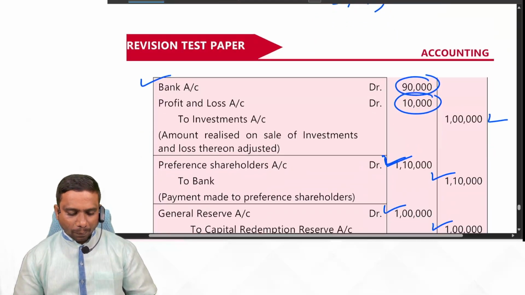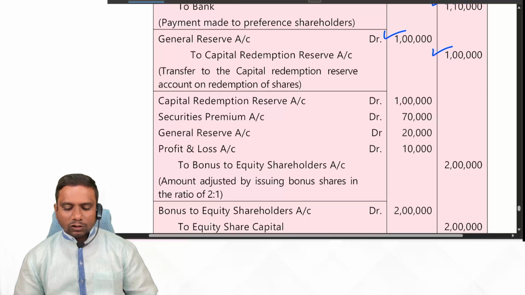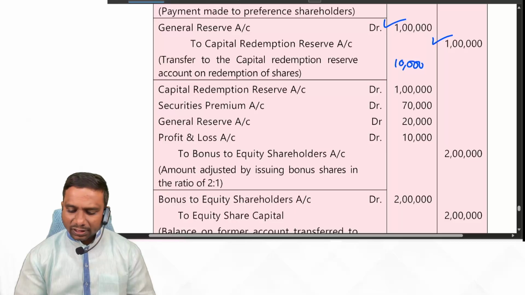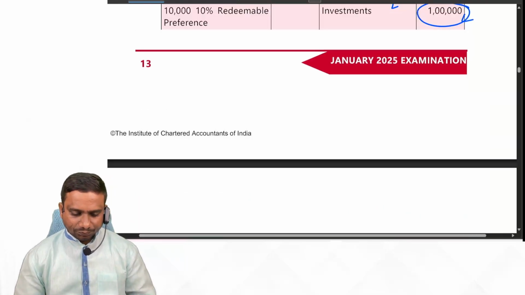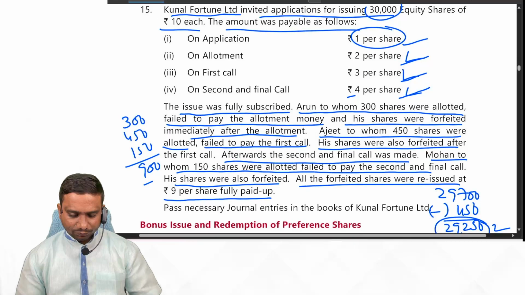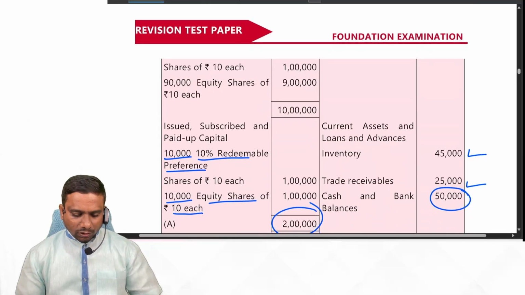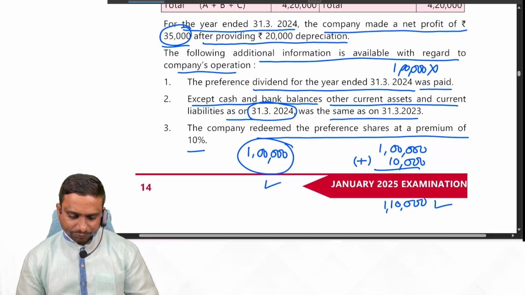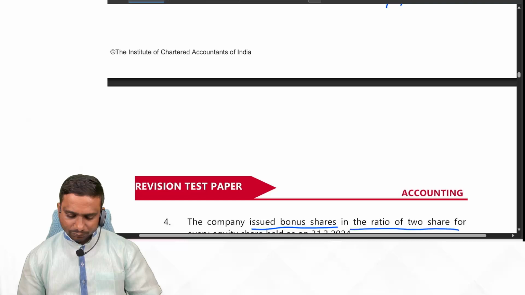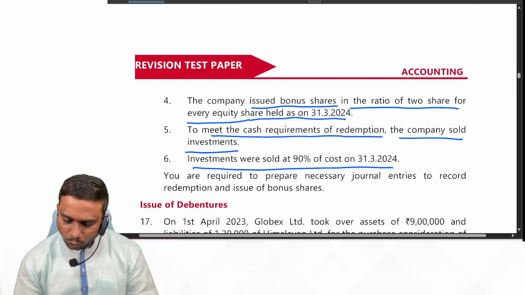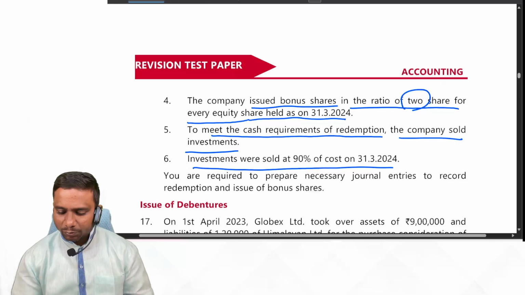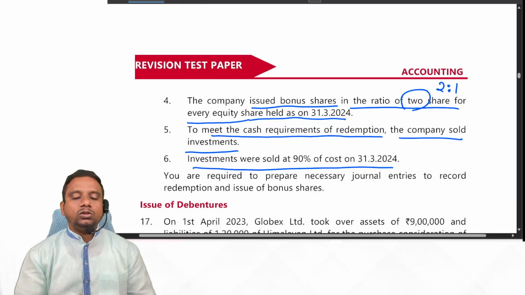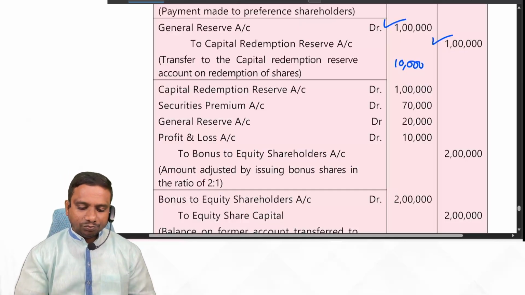Next one, this is over, and the last one. Now we have to issue bonus shares. How many equity shares do we have? 10,000 equity shares. And what is the bonus ratio here? 2 shares for every share held. That means the bonus ratio is 2 to 1. So the 20,000 bonus shares we have to issue. 20,000 into 10 rupees gives 2 lakh rupees. So we need a total of 2 lakh rupees.